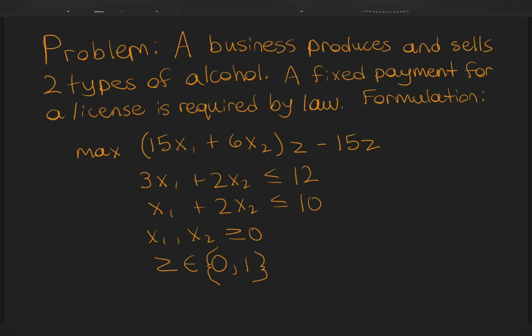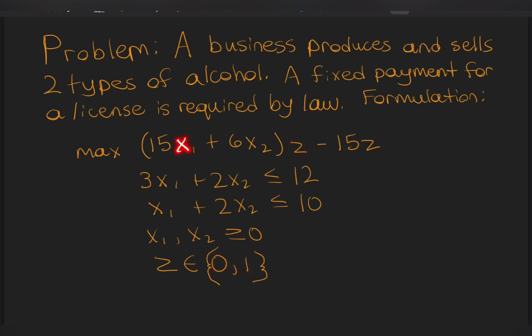Okay, so let's look at the formulation. 15x1 plus 6x2, that means we can get $15 profit for the first alcohol and $6 profit for the second alcohol, assuming that we pay the fixed payment. And z is binary. It's either 0 or 1.